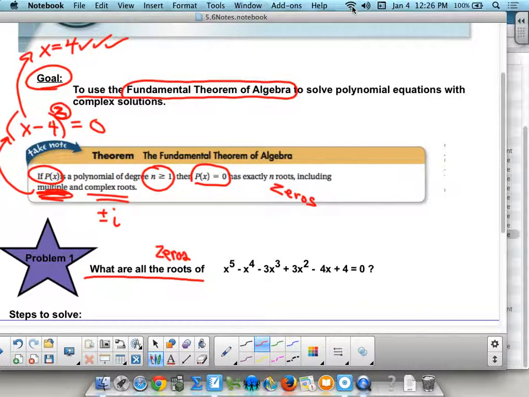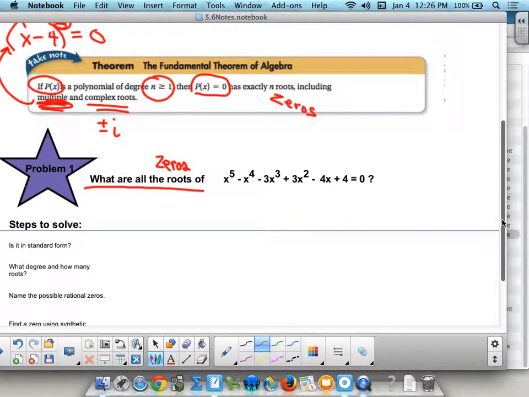All right, so here's what we're going to do. We're going to follow these instructions, and we'll do this every time to get the right answer. First question. Is it in standard form? Yeah. How do you know? It's x to the 5th minus x to the 4th minus 3x cubed plus 3x squared minus 4x plus 4 equals 0. All he had to say was the exponents are in descending order. So yes.